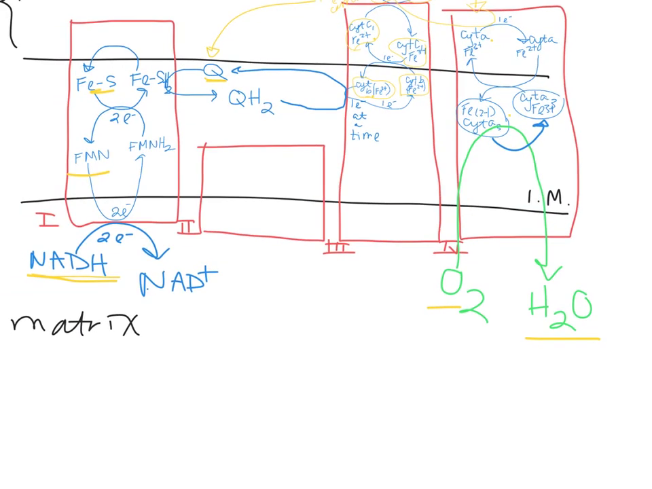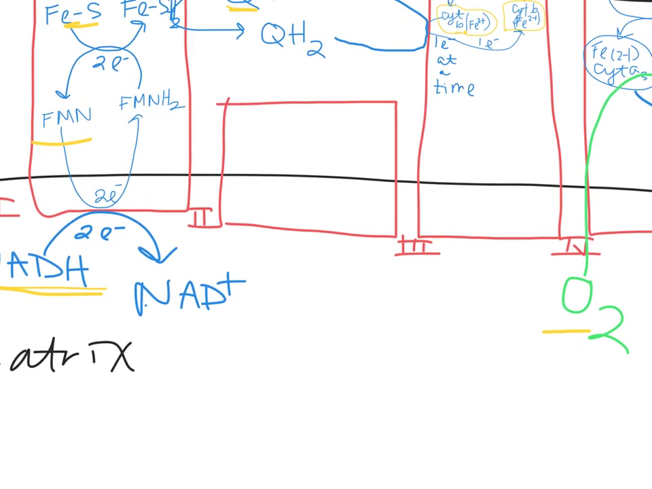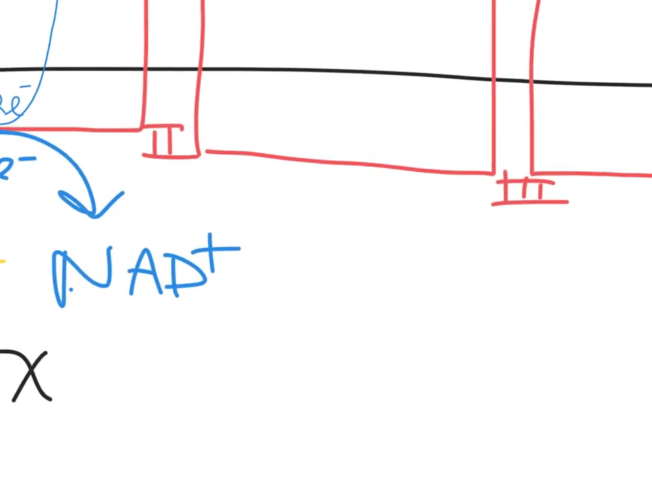Okay, complex 2 is a really interesting one. And, okay, this part always makes me nervous because I always feel like everybody's going to be like, oh my gosh, why is this happening to us? Okay, so complex 2 is an enzyme. And it's an enzyme in the TCA cycle. It's the enzyme that takes succinate to fumarate.